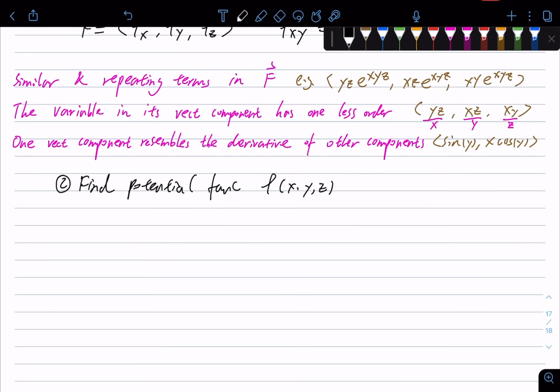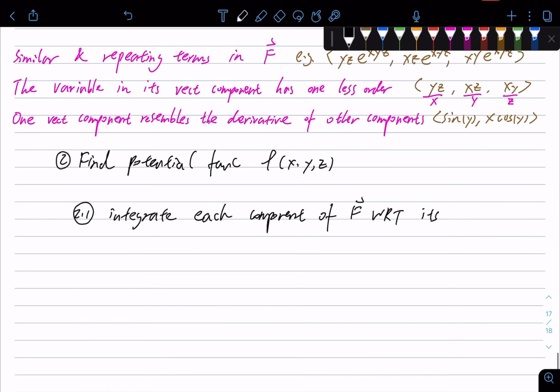Okay, so what I'm going to do is show you how to find the potential functions really quickly. Step 1: integrate each component of f with respect to its component variable.